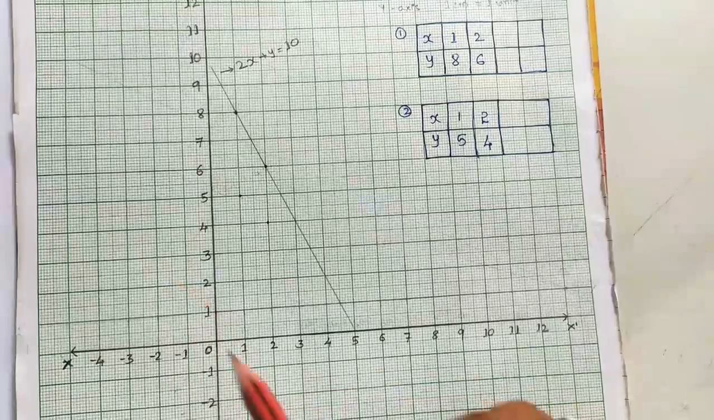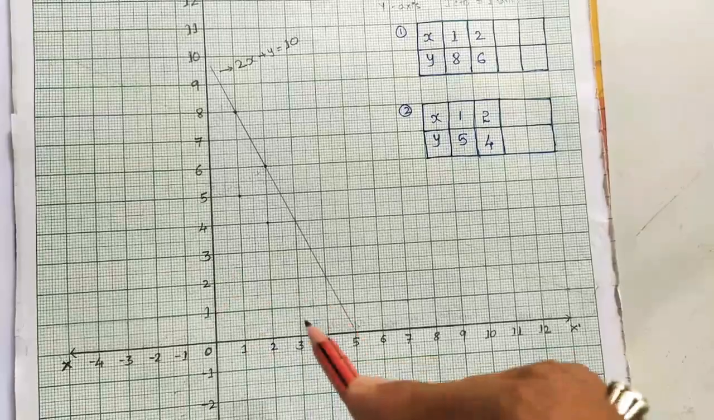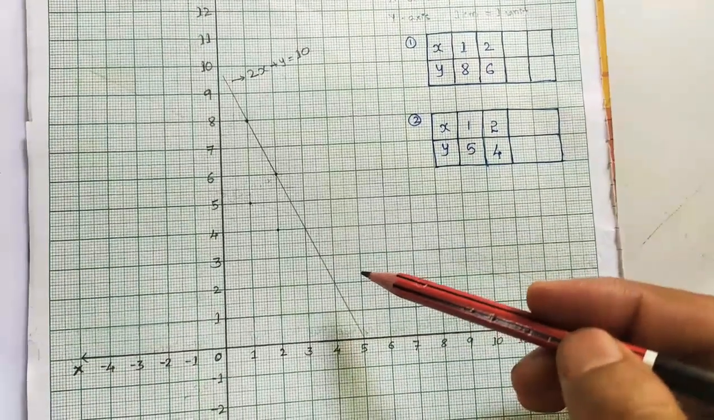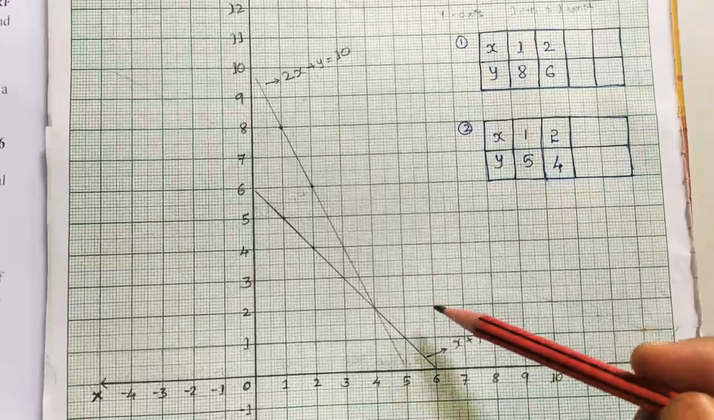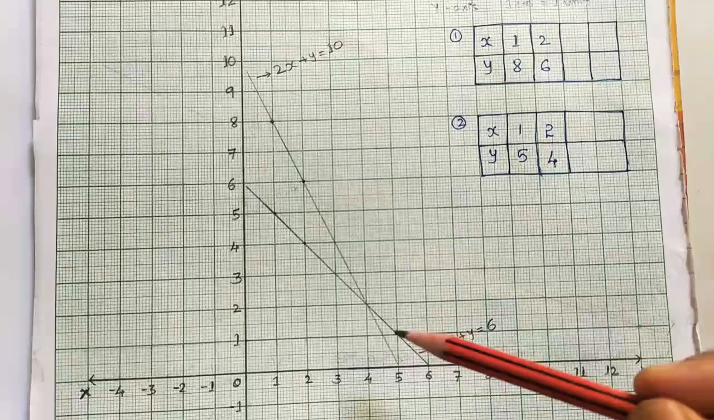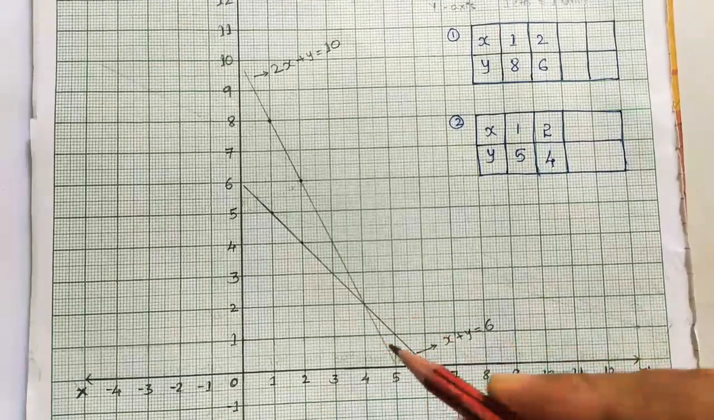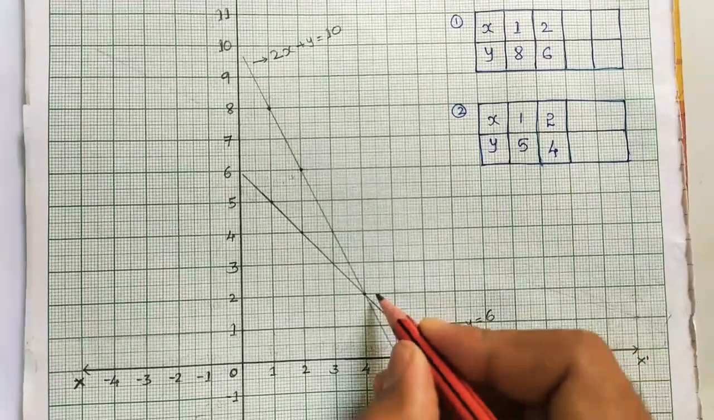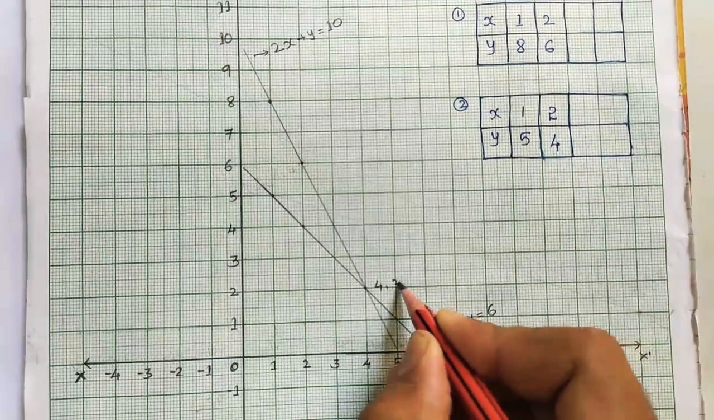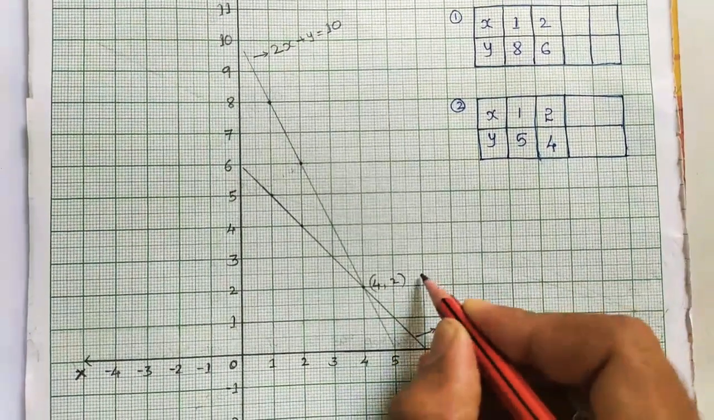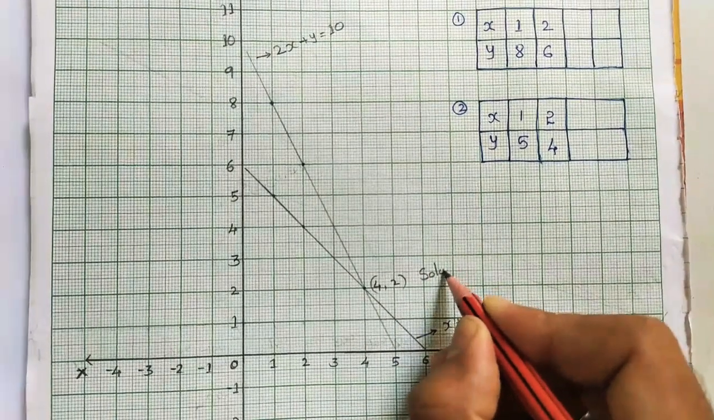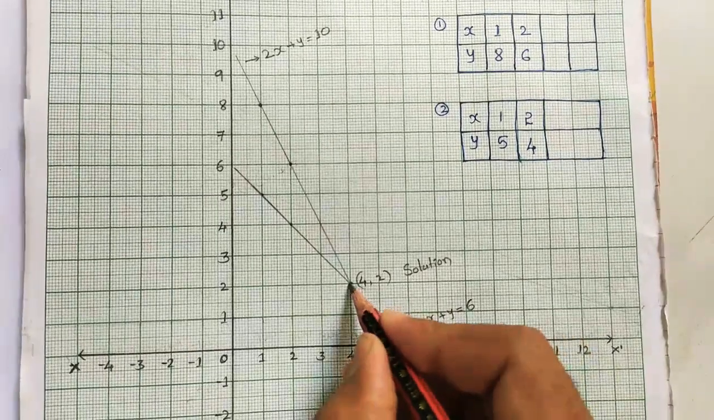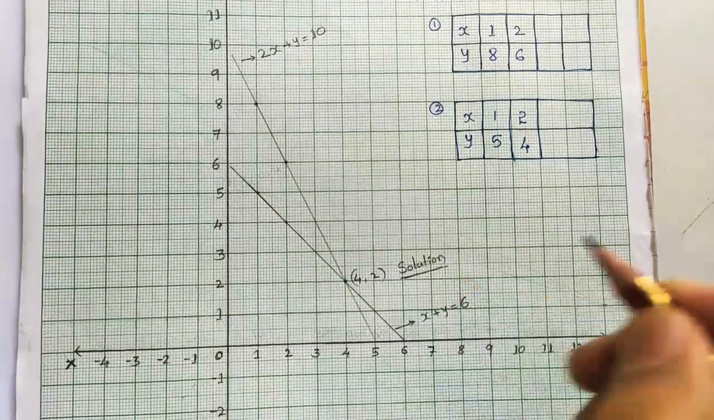Now again we have to join those 2 points and extend the line until that line intersect the first line. See here, after drawing the second line and extend it, so until it will intersect the first line. So both lines are intersected at the point, that is 4, 2. So this is our solution. It means that is unique solution. So you have to mark this point and highlight it as our solution.